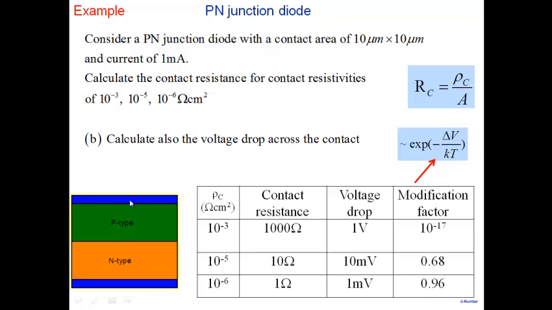But some drop will occur across the contact here. As a result, the current would be smaller. How much will it be smaller? Exponent roughly minus the drop across the contact divided by kT. Just to get an idea of how is the current affected.